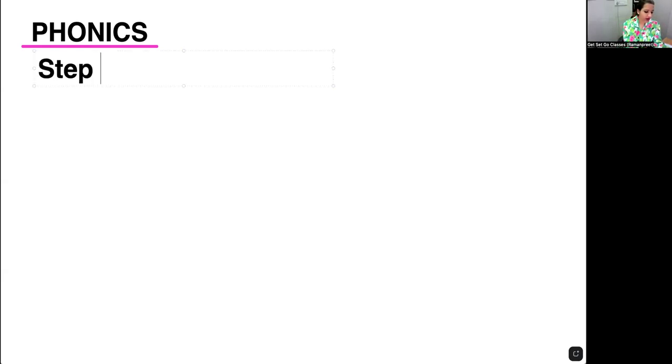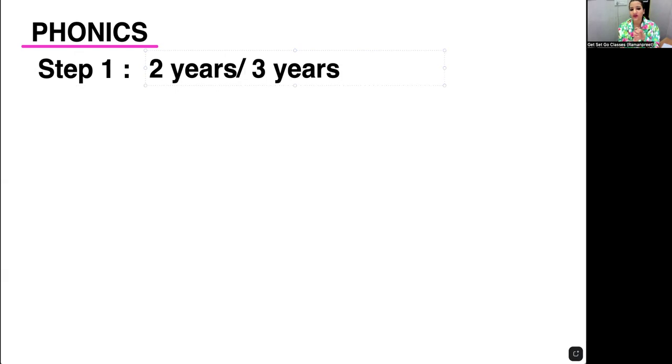So step one, I would suggest that this step one can be done from the age of 2 years onwards. But if you are late, then 3 years also, because from 2 years onward, we can just work with our own child. We don't send such small kids to classes. So 3 years, ठीक है. 3 years के बच्चे के साथ हमें क्या करना है?